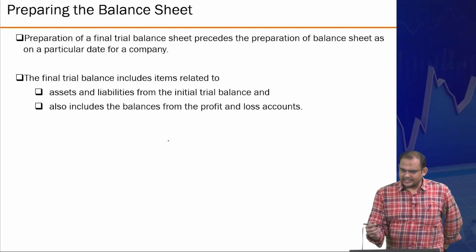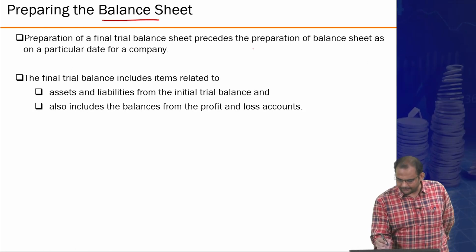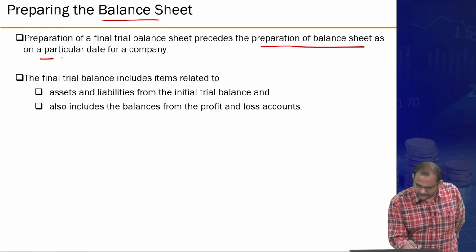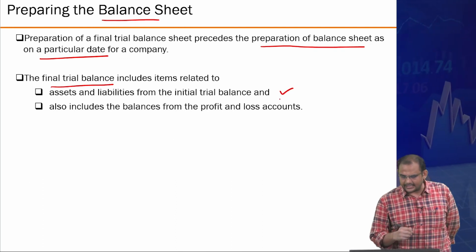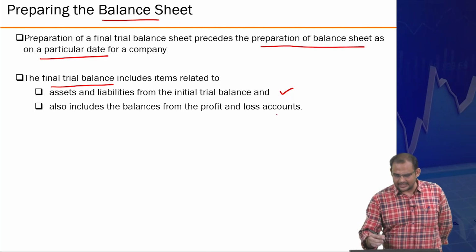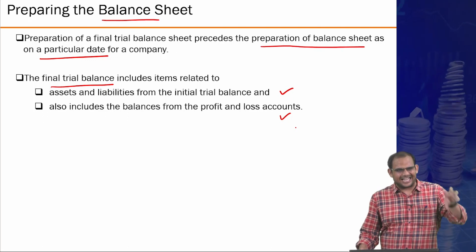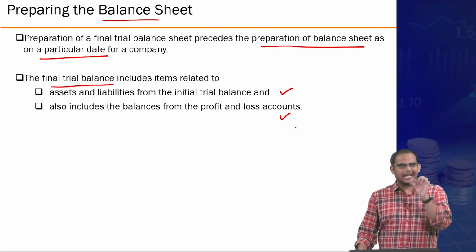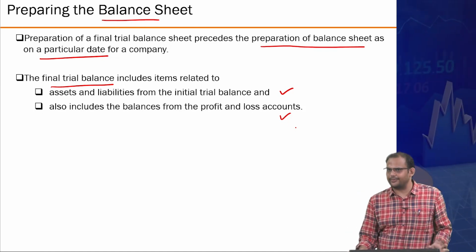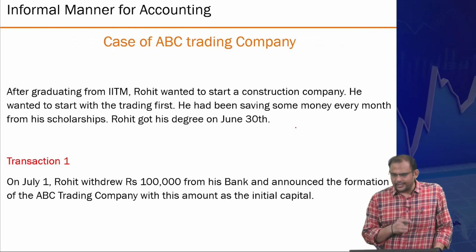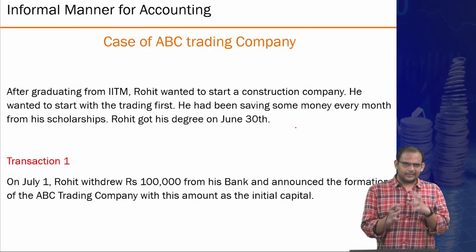Yeah, and then this is essentially finally preparing the balance sheet. So preparation of the final trial balance precedes the preparation of the balance sheet as on a particular date for a company. The final trial balance includes items related to assets and liabilities from the initial trial balance and balances of profit and loss accounts. So some entries from the trial balance go directly to your balance sheet, and the net effect of the P&L also goes to your balance sheet, is what I'm trying to say. Okay. All right.